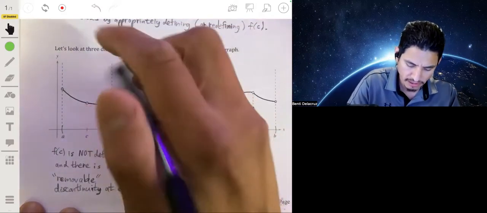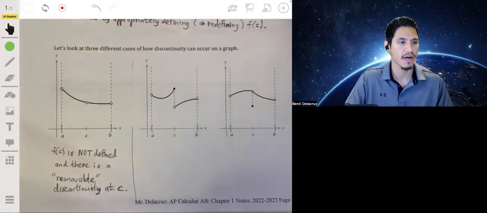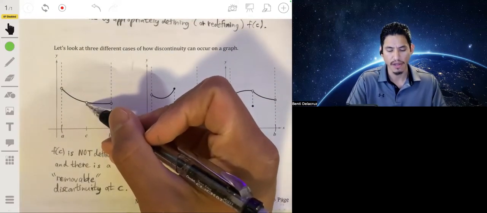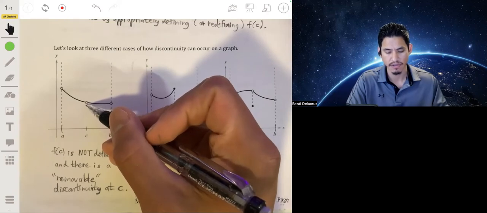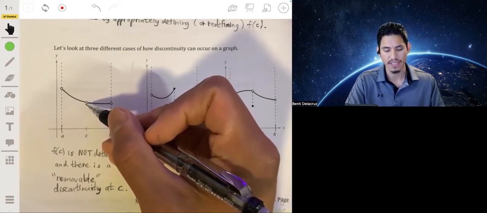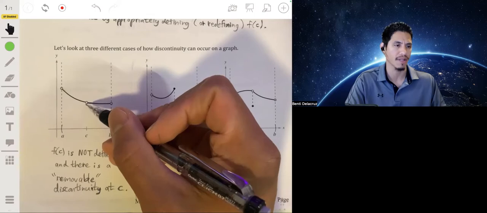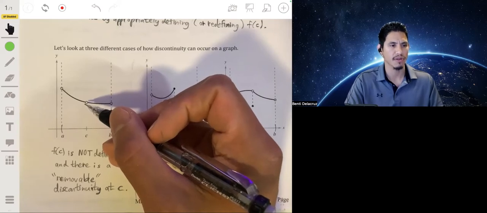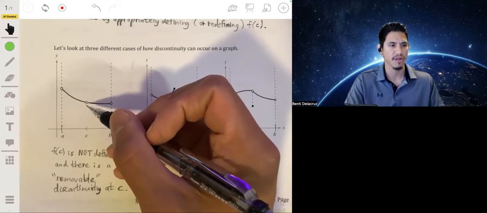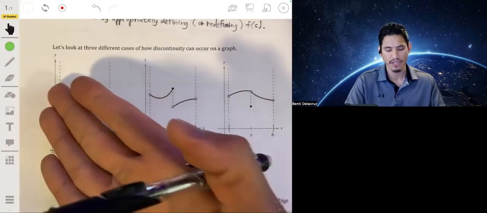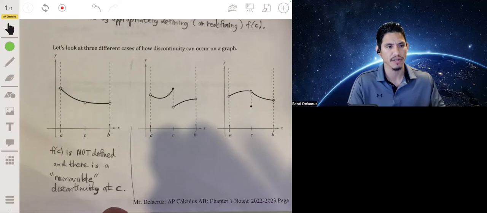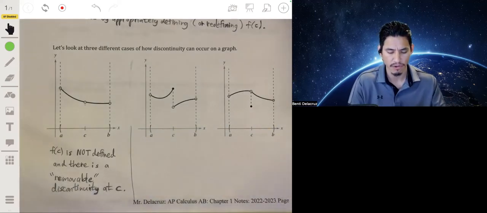Okay, so why do we say it's removable? Well, because we can simply name a point, f of c. Let's say that this point was at 3, 3. If we just define the point 3, 3, so we say f of 3 is 3, then it would be back there and the function would be continuous. Since we can just redefine it easily, so the graph is continuous, we say it's removable.